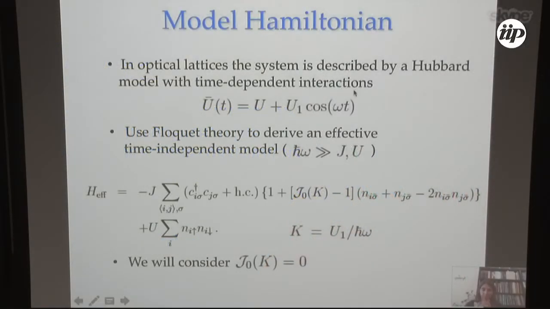Okay, so I had stopped in the effective Hamiltonian where we had a U term that was normal and the hopping term minus J c dagger i c j was multiplied by 1 plus something that was this Bessel function of the shaking parameter, but this term is multiplied by density operators now, n i, n j, minus 2 n i, n j, with the opposite spin than the one that is hopping.